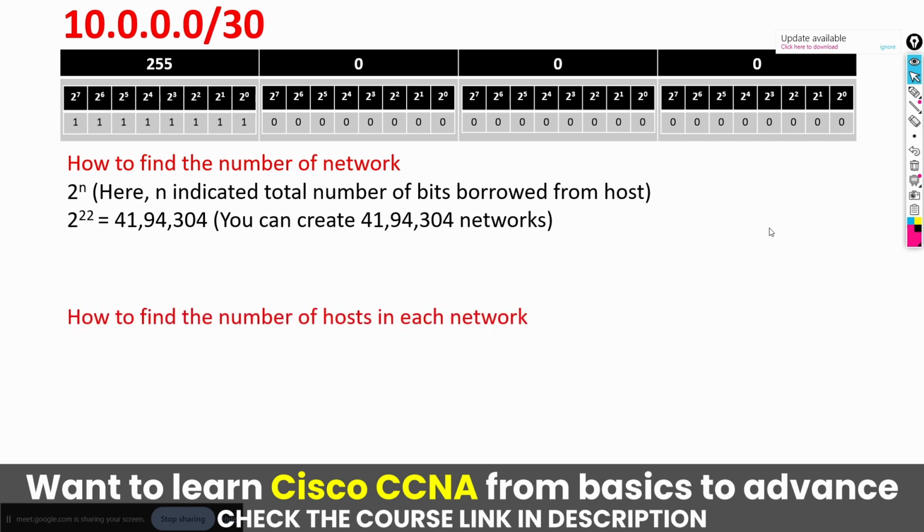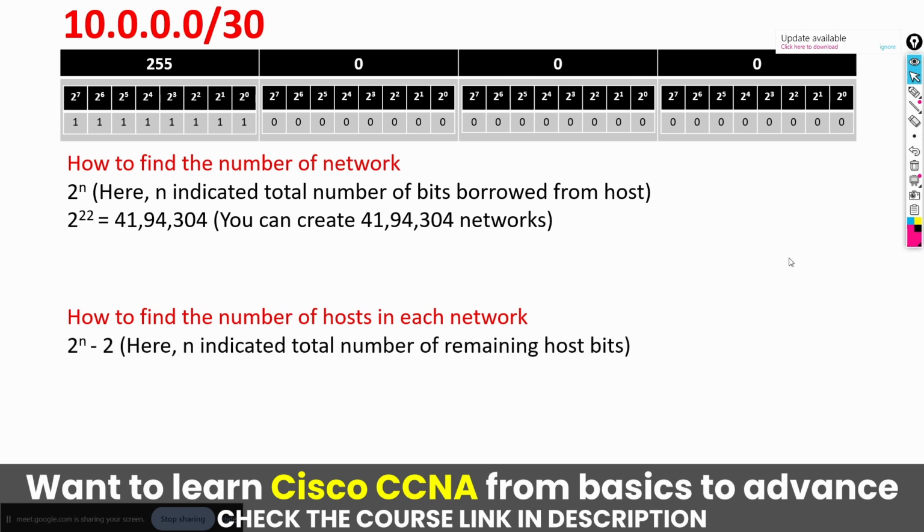Next, how to find the number of hosts on each network? Tell me, what is the formula? 2 to the power n minus 2. Yes. Here n indicates the total number of remaining host bits. So how many bits are remaining in the host part? Only 2 bits. So what will be the answer? 2 to the power 2, total 4, minus 2 equals 2. So on each network you will get a maximum of only 2 IP addresses.